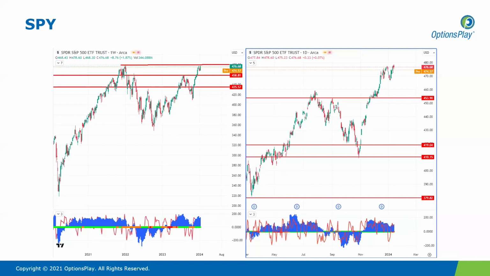Earnings on Friday, with the big banks kicking off earnings season, was somewhat ambiguous. Got a few mixed results, but overall didn't have too much of an impact on the major indices. We are seeing momentum kind of heading lower here on the daily time frame with the 50-period CCI. But at the same time, price is still moving a little bit higher, still at that all-time high level. We may see some resistance at 480.